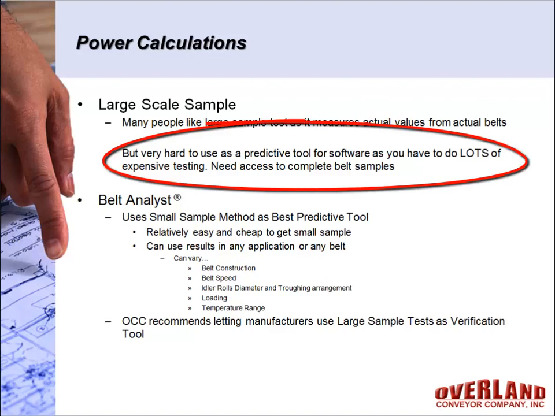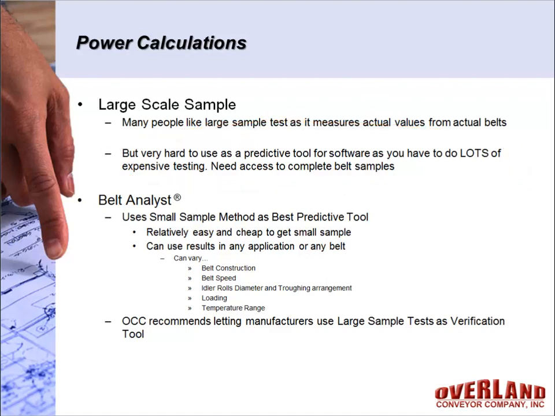lots and lots of testing. You have to have lots of different belt constructions, lots of different carcasses, lots of different cover gauges, and run it at lots of loads and speeds and different temperatures to get a full range of values. And if you're not a belt manufacturer per se, this could be a very, very expensive process because you need access to an awful lot of belt samples and an awful lot of test samples.